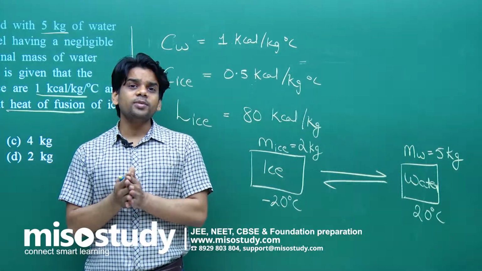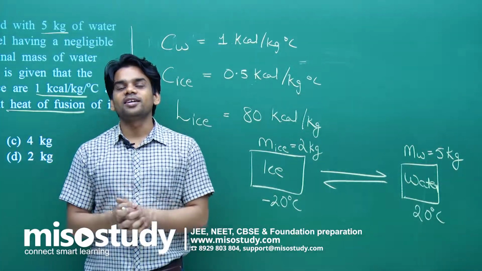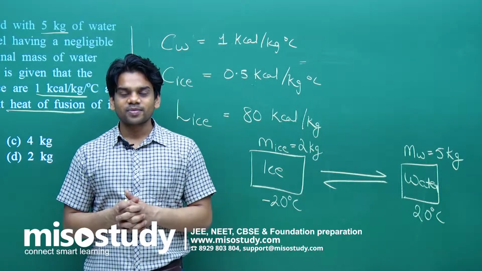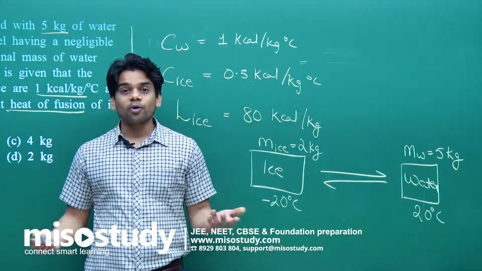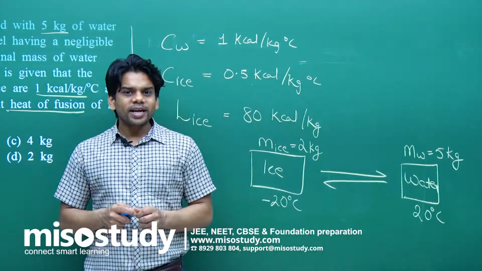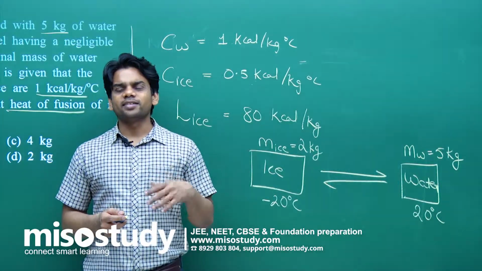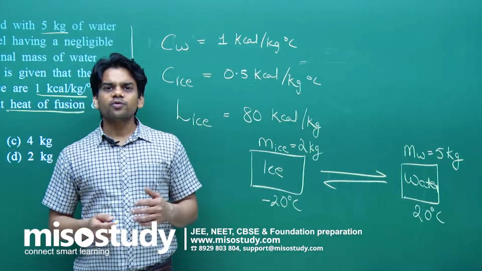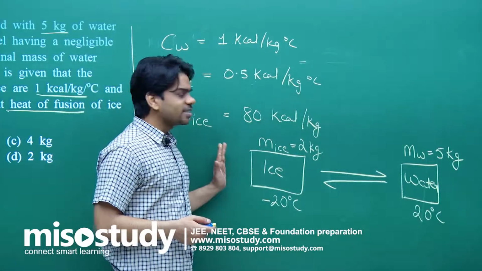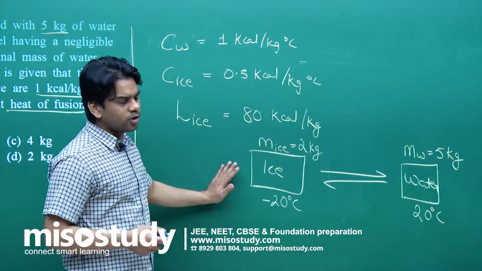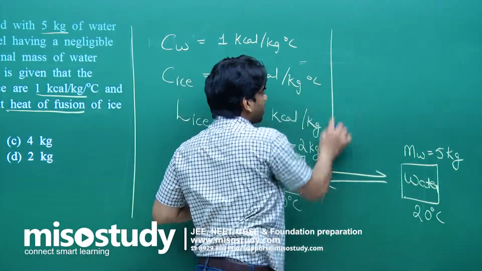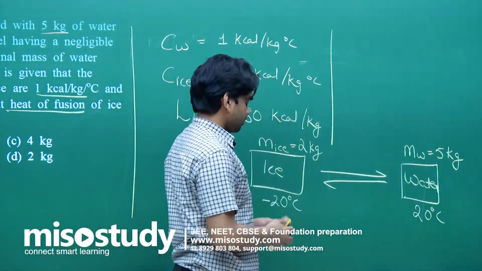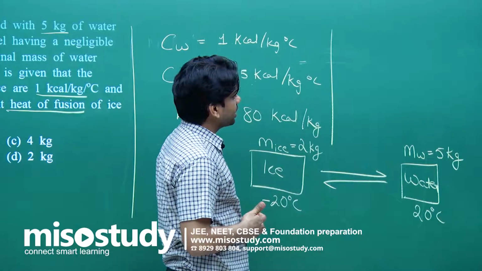Now, what will be the final temperature of the system? We are not aware of what the final temperature of the system is. So let's say, since ice is converting into water, first of all, let's say the temperature attained is 0 degrees Celsius. So the final temperature is 0 degrees Celsius.